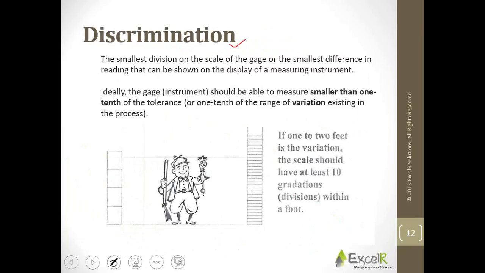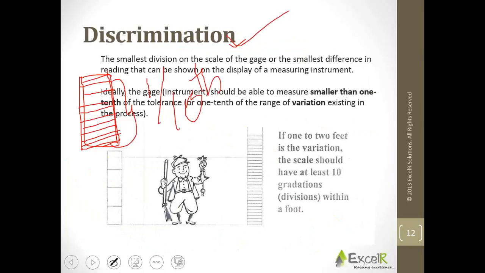Alright, next comes discrimination. The smallest division on the scale of the gauge or the smallest difference in reading that can be shown on the display of a measuring instrument. Ideally, the instrument should be able to measure smaller than 1/10 of the tolerance. Suppose you want to measure height in inches, right? So your measuring device should have 1/10 of the inch also in that. So if I want to measure height in inches, suppose this is 1 inch, then the gauge that I'm using should be like this: 1, 2, 3, 4, 5, 6, 7, 8, 9, 10. It should measure up to 1/10 of the inch.